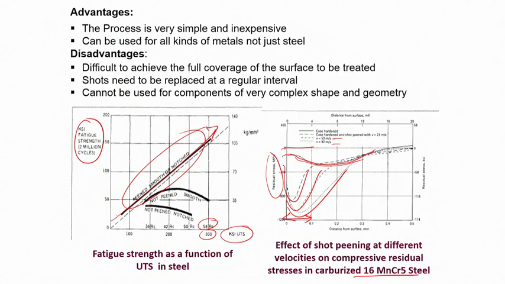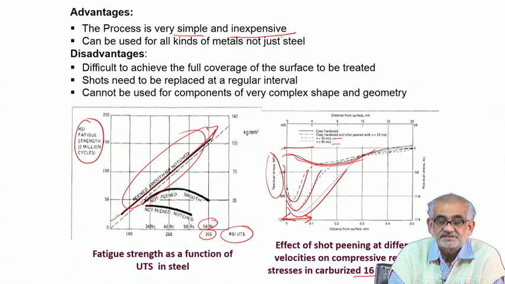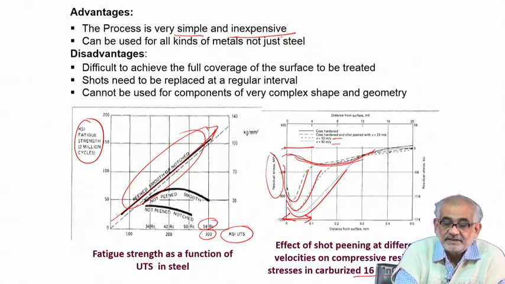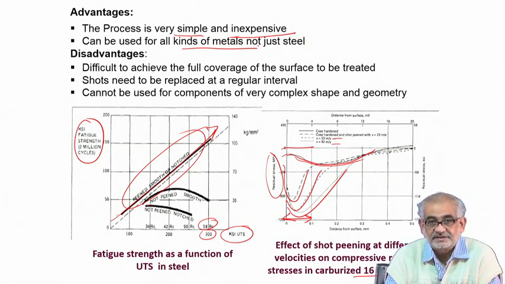There are typical advantages. For example, this process, I told you at the very beginning, we consider shot peening to be one of the conventional practices, being used for more than 100 years, simply because the process is very simple and inexpensive and can be easily applied. You don't need a very high level of skill set for applying this shot peening. And the most important thing is it can be used on all kinds of metals, not just steel. For example, non-ferrous metals or cast iron or various kinds of metallic coatings and welded joints and so on and so forth.